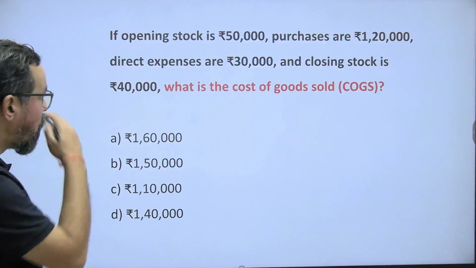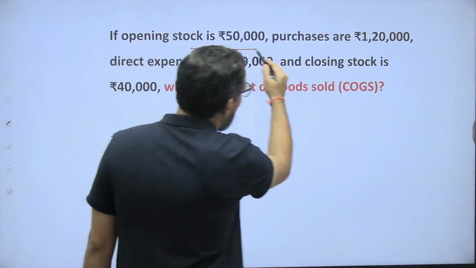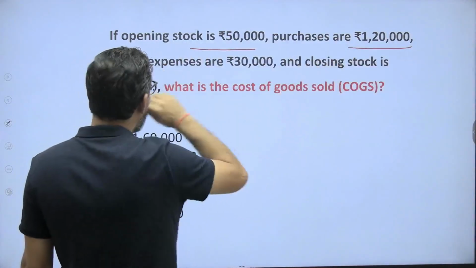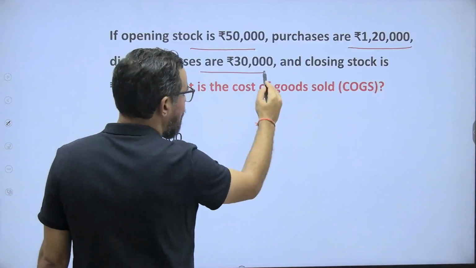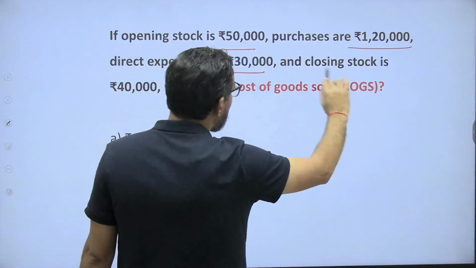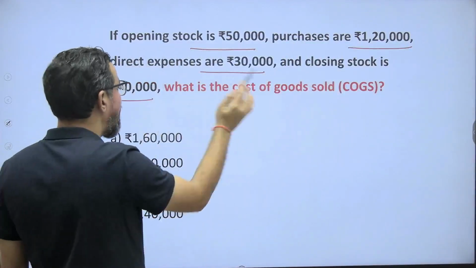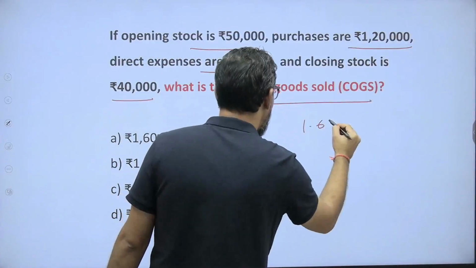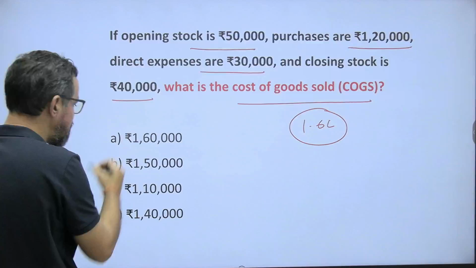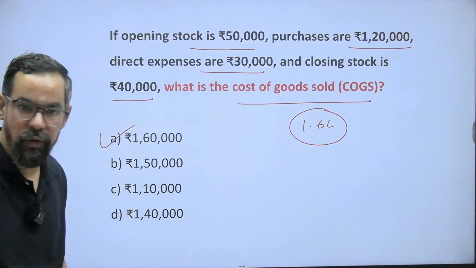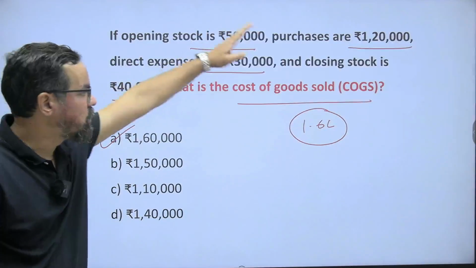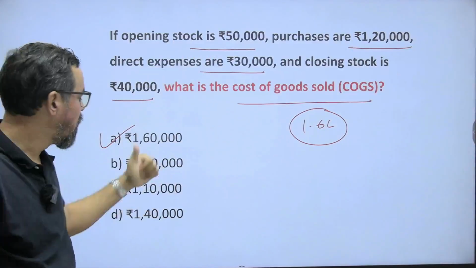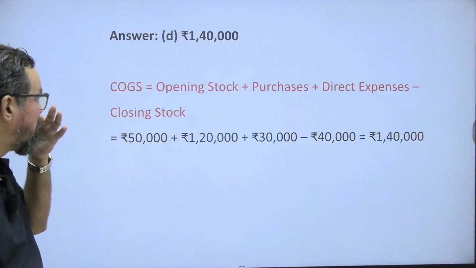Next one. If opening stock is 50,000, purchase is 1,20,000, so 1,70,000. Direct expense 30,000, so 2 lakh. Closing stock is 40,000. 2 lakh minus 40,000 is 1,60,000. So cost of goods sold will be 1.60 lakh. That means option A will be the right answer for this one. Opening stock plus purchase plus direct expenses minus closing stock. So option A will be the right answer.